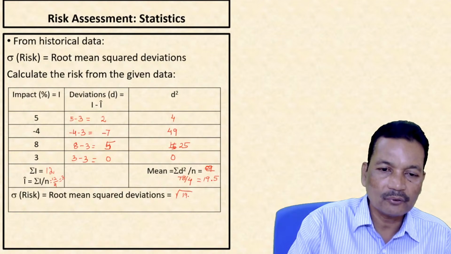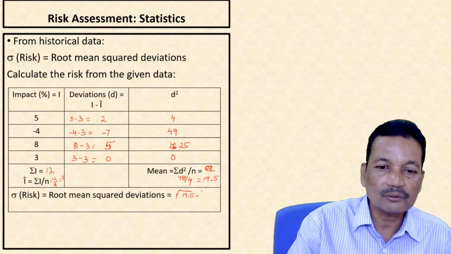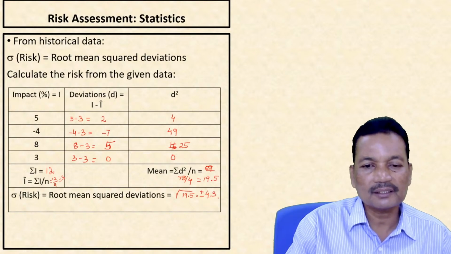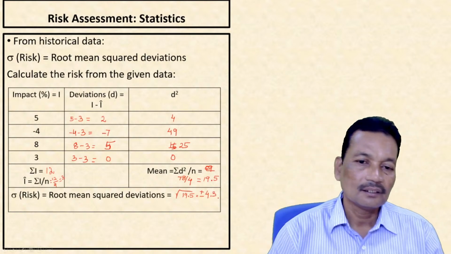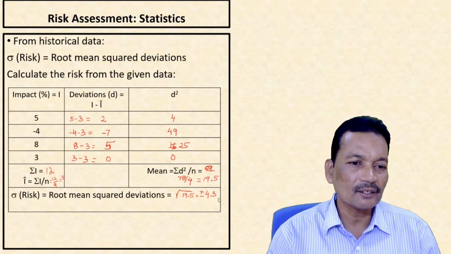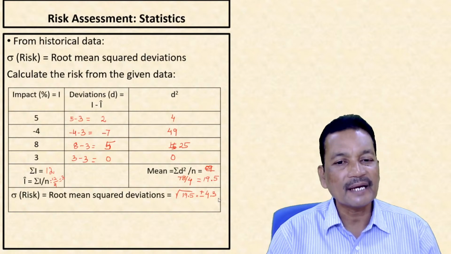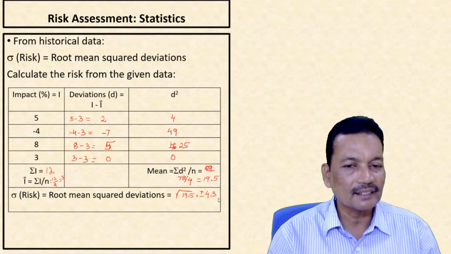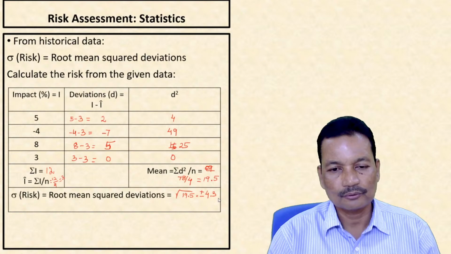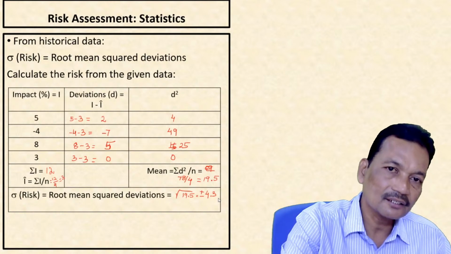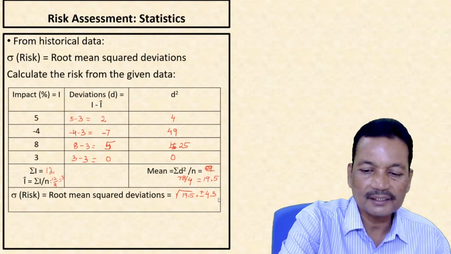That is equal to plus or minus 4.3 something, averagely 4.3. So what can I conclude? The average impact which we are considering as 3 can vary by 4.3 on either side. That means we can add it, we can negate it also. So that variation is called risk. The higher the risk, the better it is to avoid it.